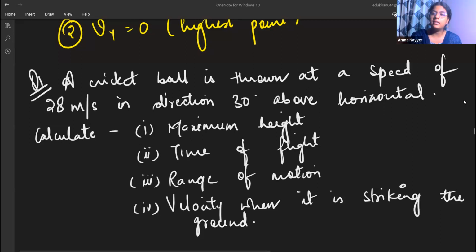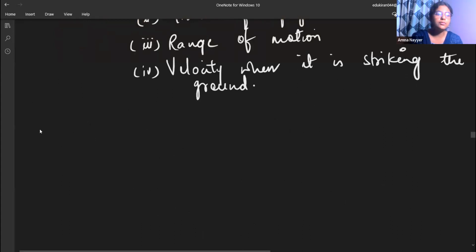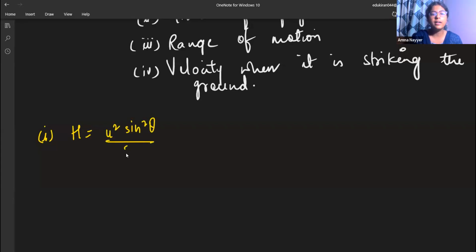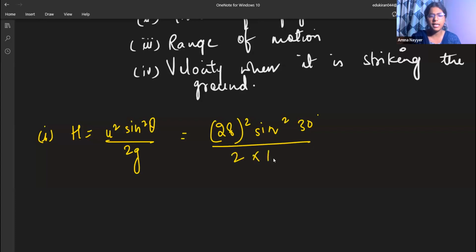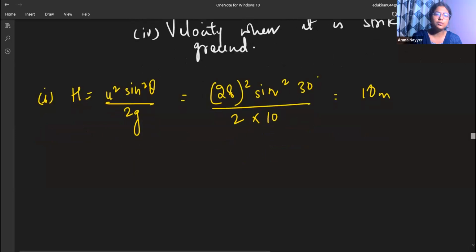See, maximum height, you just have to use the formulas here. Height is u square sine square theta divided by 2g. Please remember all these formulas, otherwise it becomes very confusing. U square, this is 28 square, sine square 30 degree divided by 2 into 10, I'm taking. So half, this becomes 10. Please cross check whether it's 10 or not. 10 meters it should come.